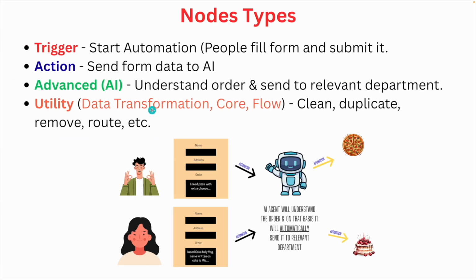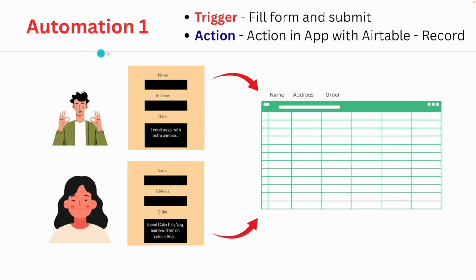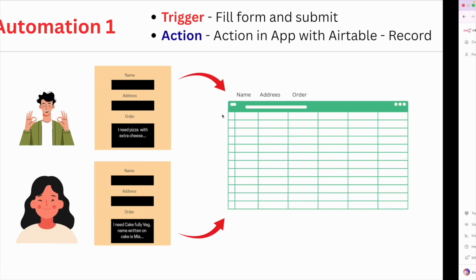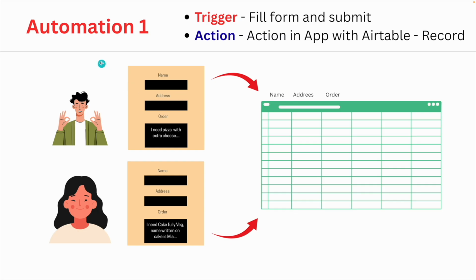So what can we do in such a case? The easiest way is to create lots of automations, and slowly and gradually you will be able to understand the different types of nodes available to us. So let's create a very basic automation, the automation one. Here, people will put their name, address and order in a form, and once they do that, it will go and record it in an app, which is Airtable.